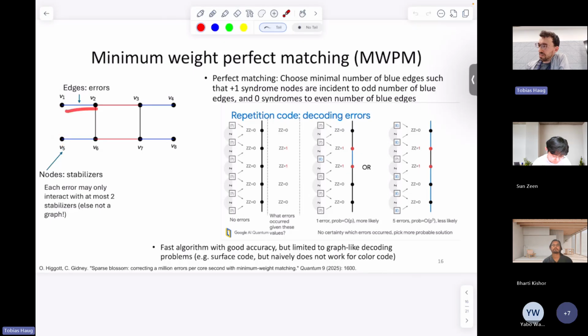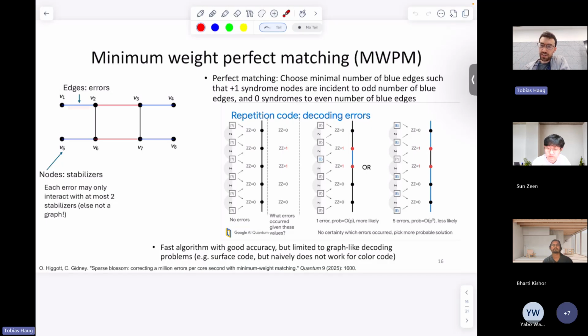Okay, so what it means basically, if you have a stabilizer measurement, each stabilizer corresponds to a particular node in this graph, and each error that can occur will correspond to some kind of edge. And let's say if we take this particular stabilizer and this particular stabilizer, both stabilizers are triggered by the same error, which is given by this line here. Okay, and basically you can now map out a graph that encapsulates your decoding problem.